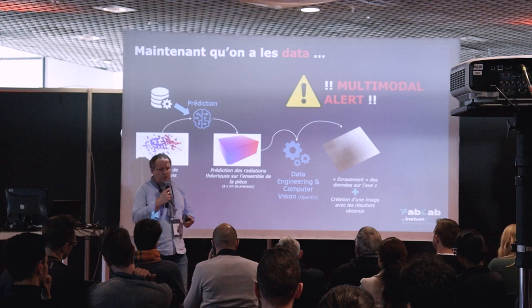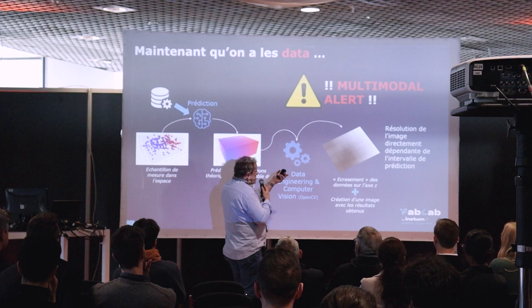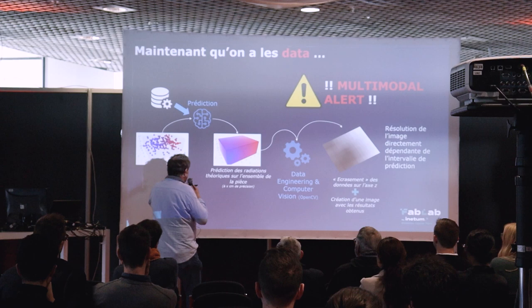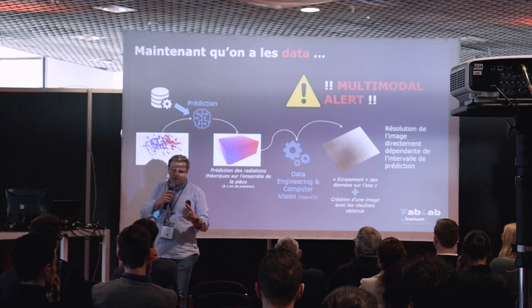So what we do after that, we will increase the resolution of the picture. That is to say, we have the resolution, but here it's not dots per inch, it's radiation per inch. So the model predicts a radiation per, let's say, 20 or 50 centimeters, and we want to be less than 5 centimeters. So we have to predict more, but it's very, very difficult to have that with data science.